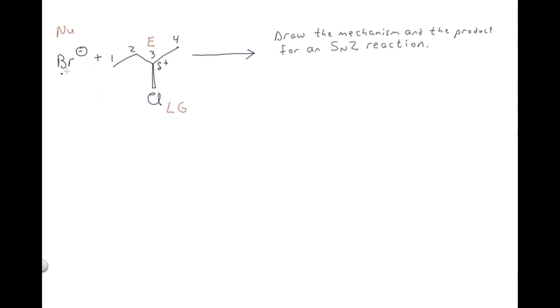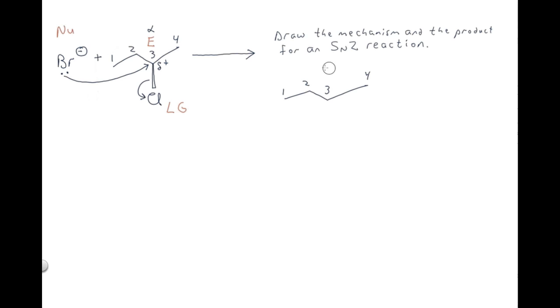So the arrow should go away from the negative charge towards the electrophile, which is also our alpha carbon, and the leaving group leaves in the same step. Now we draw the product. This arrow tells us to draw a bond between bromine and carbon 3. Let's go ahead and put in the numbers right away.